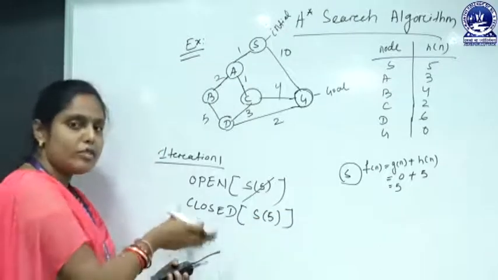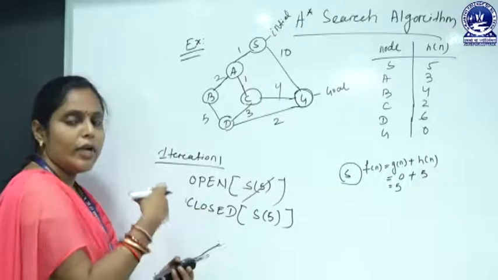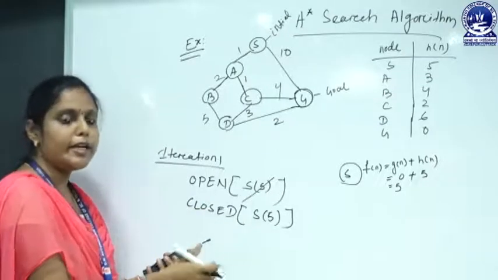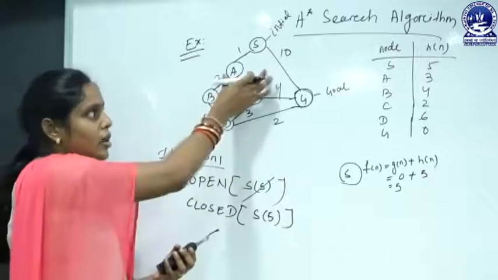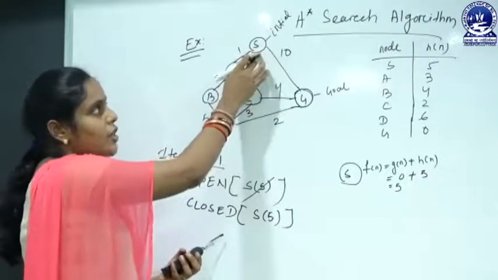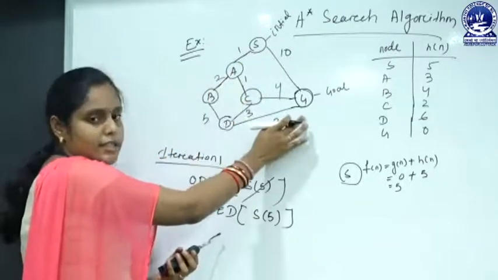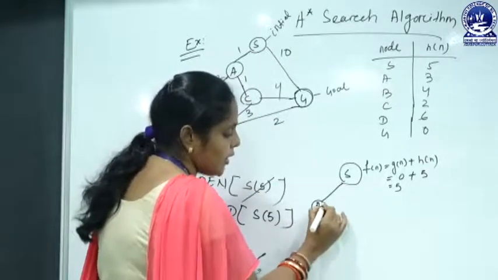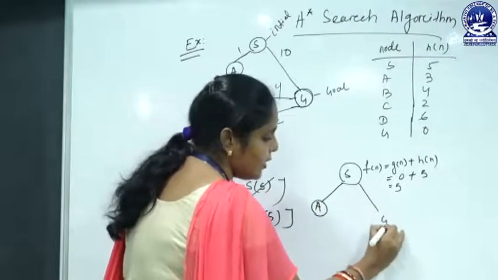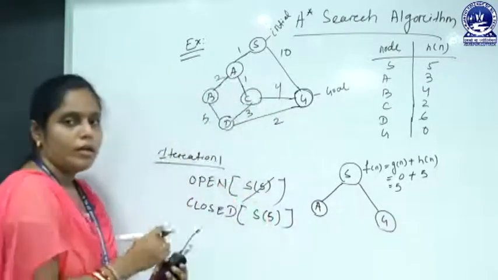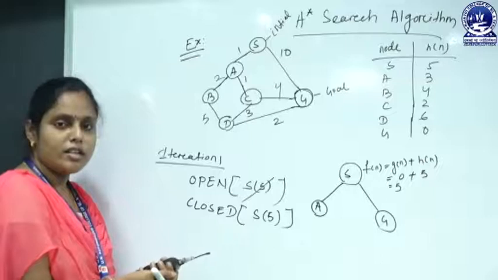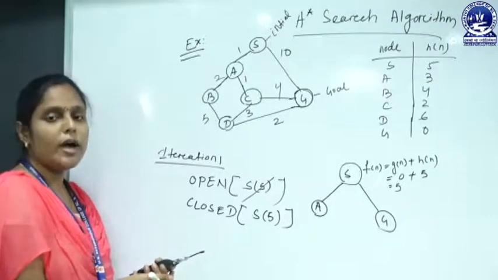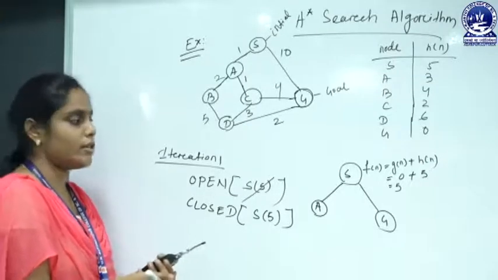After placing this node in our closed list, we expand this node and generate its successors. In our search tree, the successors of node S are A and G. That means here we expand the node S and its successors are A and G. After generating the successors, we calculate the evaluation function value of each successor.